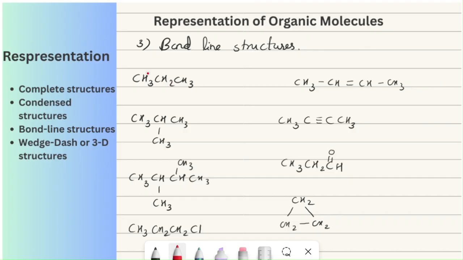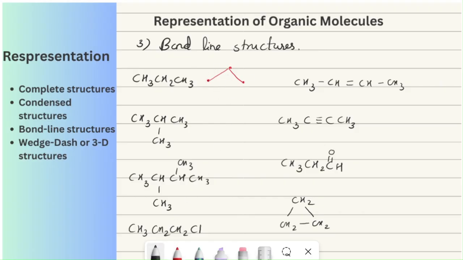For the propane molecule, I have written a condensed structure. That means there are 3 carbons. Each carbon is considered as a dot here, and the bonds between carbons are written as lines like this. And we tend to write these bonds in a zigzag fashion only. We don't write any carbons and hydrogens here, it is implied.